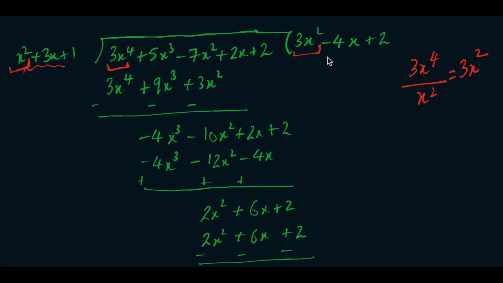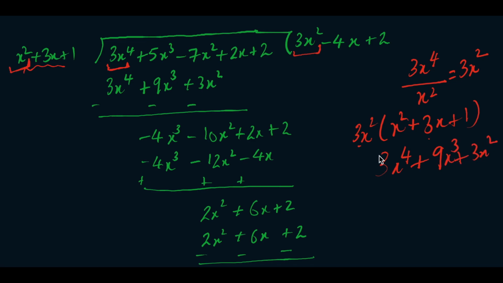What we get here is 3 times x square multiplied by x square plus 3x plus 1, which is 3x to the power 4 plus 3 multiplied by 3 will give us 9. X square multiplied by x will give us x cube plus 3x square. So this is what we write here, 3x to the power 4 plus 9x cube plus 3x square.